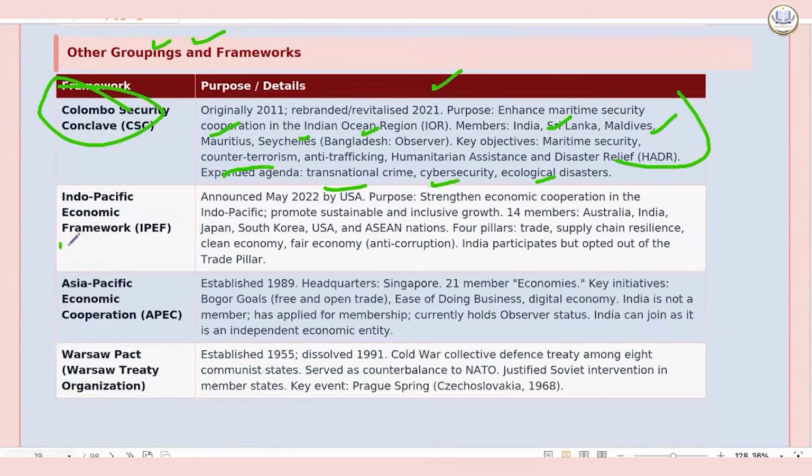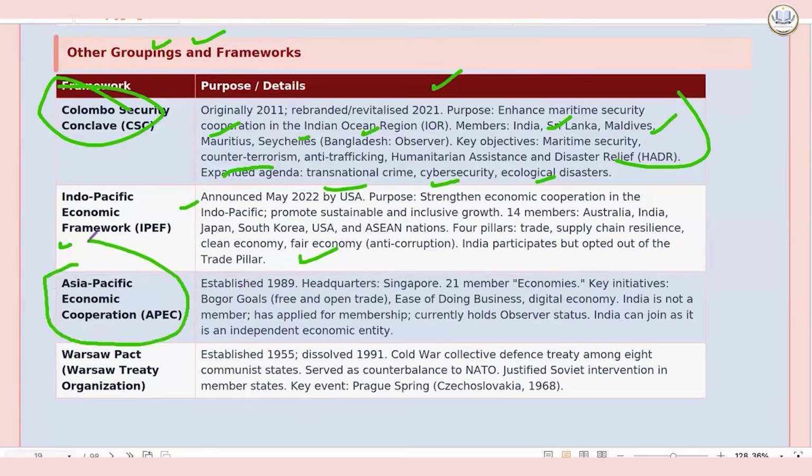Then we have the Indo-Pacific Economic Framework, announced in May 2022 by the USA. The purpose is to strengthen economic cooperation in the Indo-Pacific and promote sustainable and inclusive growth. There are 14 members: Australia, India, Japan, South Korea, USA, and ASEAN nations. The 4 pillars are trade, supply chain resilience, clean economy, and fair economy, that is, anti-corruption. India participates but opted out of the trade pillar.